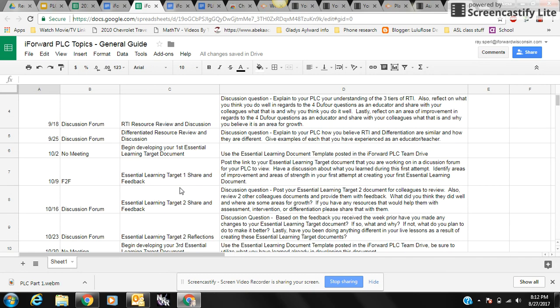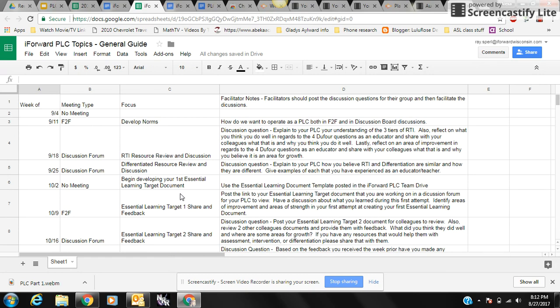This is the layout of how our PLCs will be going. So no meeting the first week of school here on the 4th, but the week of the 11th, the second week of school. It doesn't have to be that exact day, but the week of the 11th, the focus will be on developing norms. You'll learn more about what norms are. I didn't talk about those at this point, but you'll develop your norms for both your face-to-face and your discussion board discussions. So you want to have some norms created.